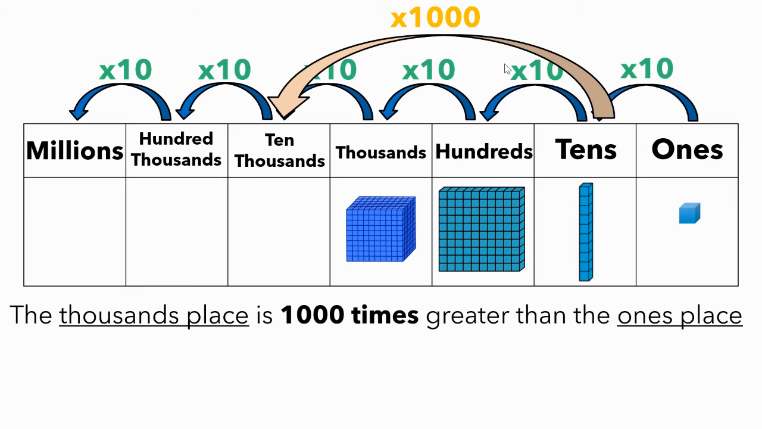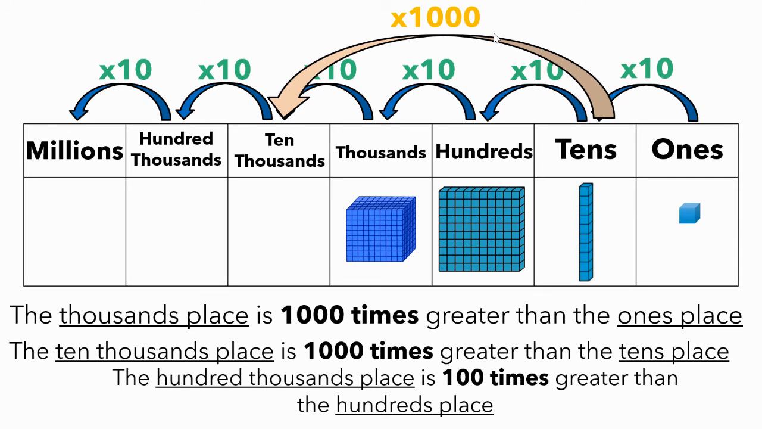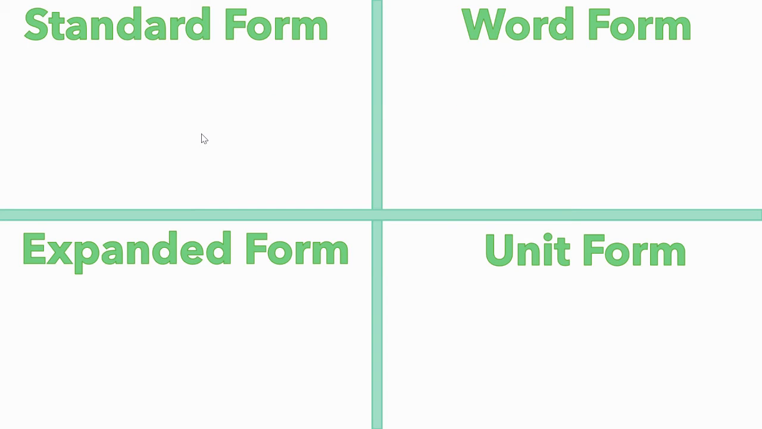Starting at the tens place to the 10,000s place, we would go over 1, 2, 3 places to the left. That's 10 times 10, which is 100, and 100 times 10, which is 1,000. So the 10,000s place is 1,000 times greater than the tens place. When we're moving 3 places to the left, we're getting 1,000 times greater. So the hundreds place, when compared to the 100,000s place, that would be moving over 3 times, 1, 2, 3, is 1,000 times greater. Now let's go ahead and represent numbers in different forms.